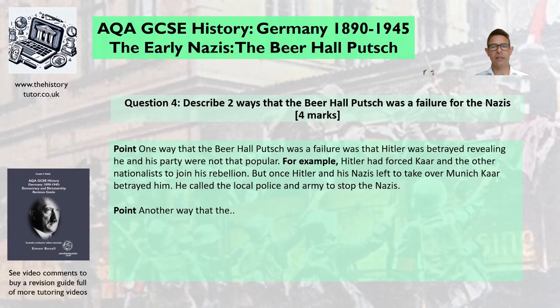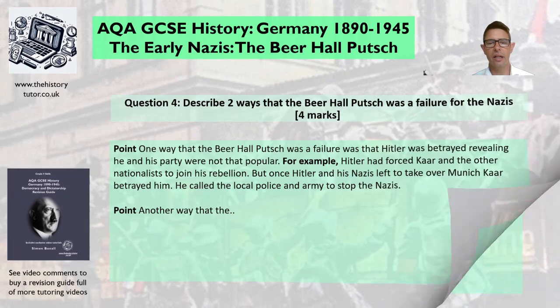Let's make another point then, shall we? So we start off then with another way the Beer Hall Putsch was a failure was, we need to give another way it failed. Okay, so think about the next bit of the story in this, and maybe think about a way in which it failed. Pause now and give it a go.